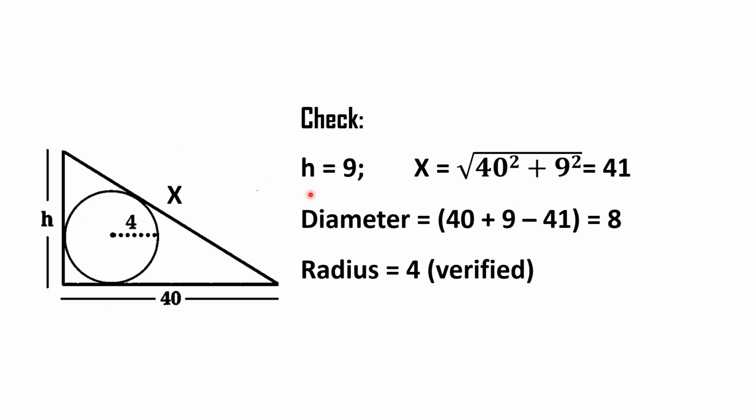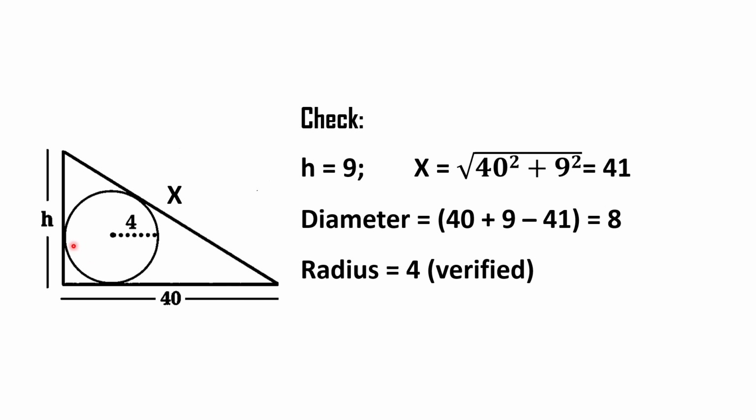If h equal to 9, that is altitude is 9 and base is 40, then the hypotenuse should be the square root of 40 square plus 9 square. 40 square is 1600 plus 9 square 81. So 1681, square root is 41.